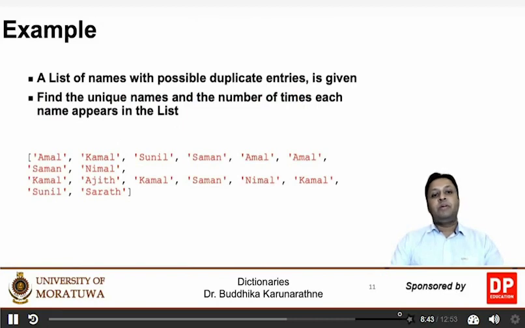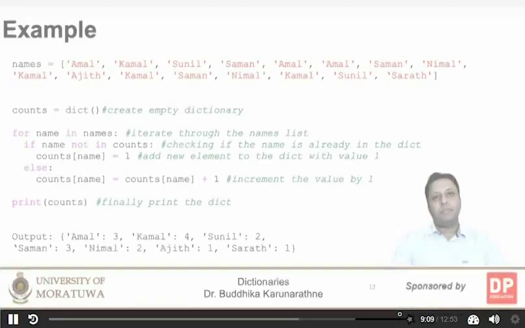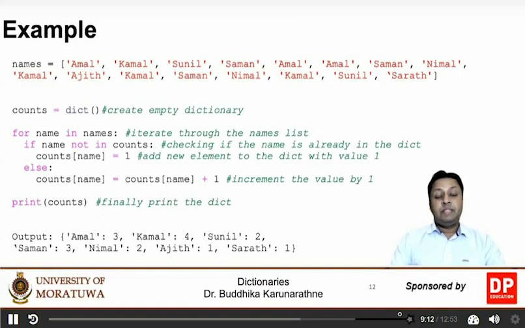Now let's look at an example of how we can use dictionaries to solve a simple problem. In this problem, you are given a list of names with possible duplicate entries. The requirement is to determine the unique names and the number of times each name appears in the list. Right, now we will see how to do this. The whole program is given in this slide for your reference. Let's carefully go through it and try to understand step by step.